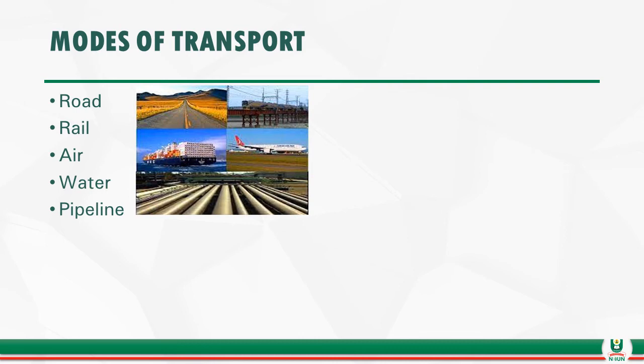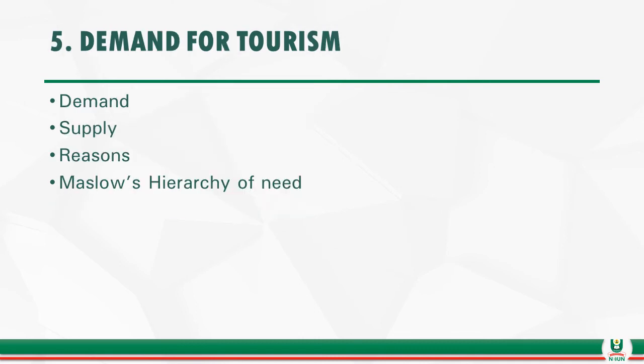I told you then that we have 5 modes of transport: the road, the rail, the air, the water, and the land transportation. And from there we move to demand for tourism. Then I define demand as the commodity that a buyer is willing to buy at a price at a particular point in time, and then supply as what a producer is willing to supply at a price at a particular point in time. And I told you what are the reasons for demand for tourism.